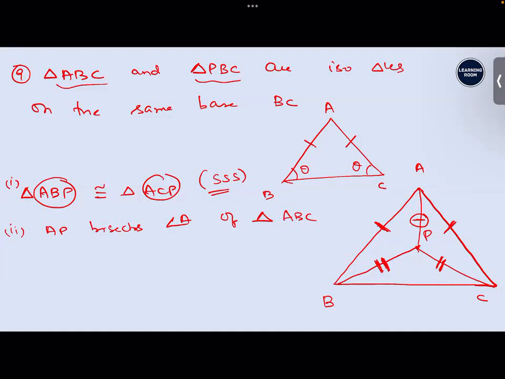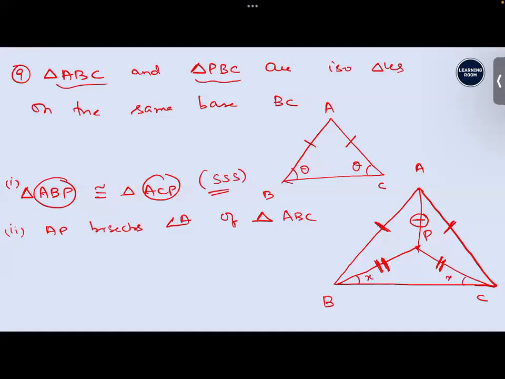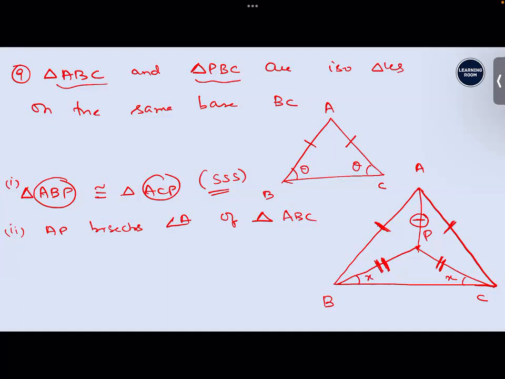Suppose you don't get this idea, then what will you do? You can go with any other logic. See, for example, this angle is X, this angle will also be X. If all the sides are not included, you definitely need, listen to the logic. If you have no information related to all the sides, then you need to definitely include at least one angle. That's what other congruencies are telling you, right?